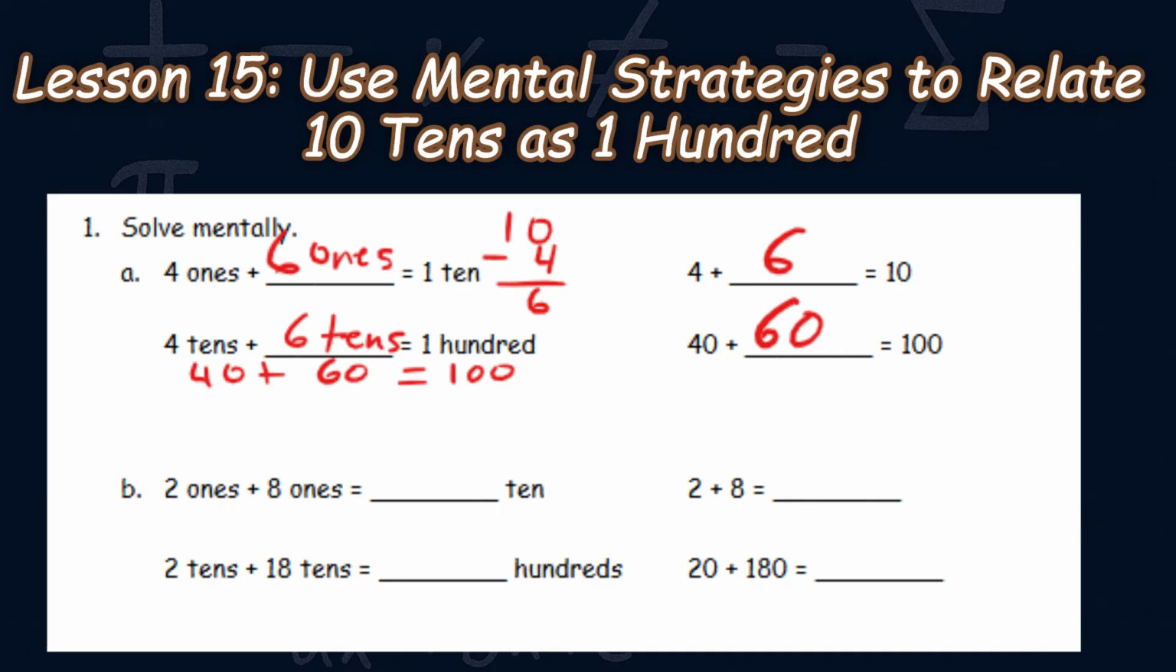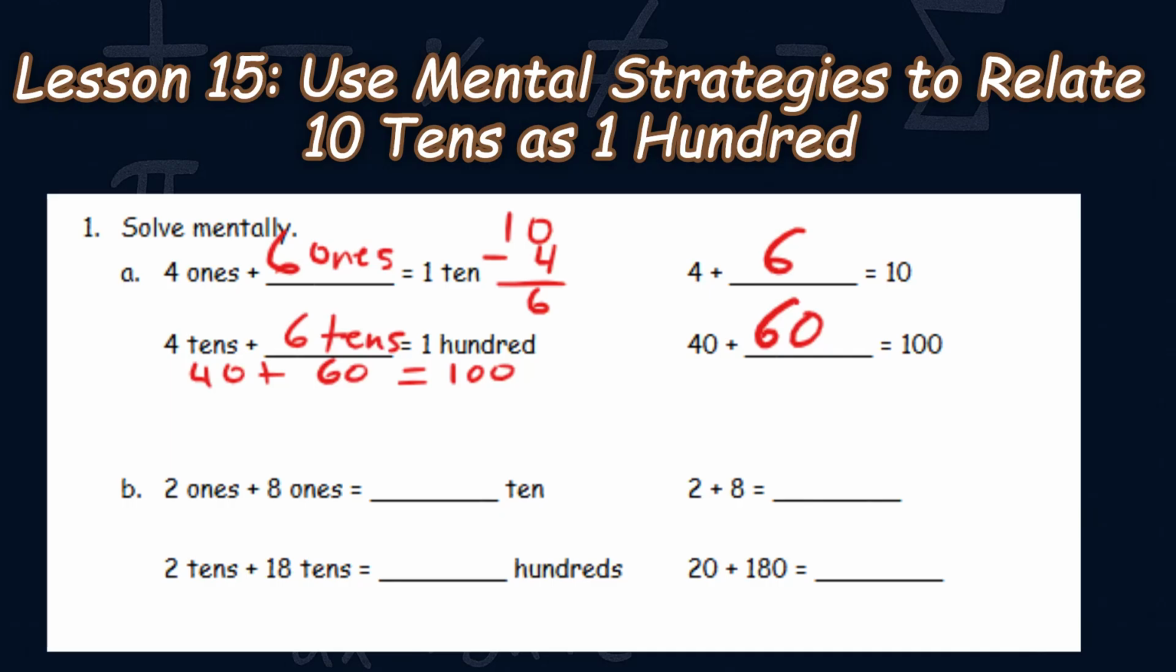We know that 10 is just the number 10, 4 ones is just 4, and if you were to get 10 and subtract 4, you would be left with 6, and 6 ones specifically. The same thing can be done for the 4 tens and the 100. We know that 4 tens is 40. We know that 100 is 100. And if we did 100 minus 40, we would end up with 60.